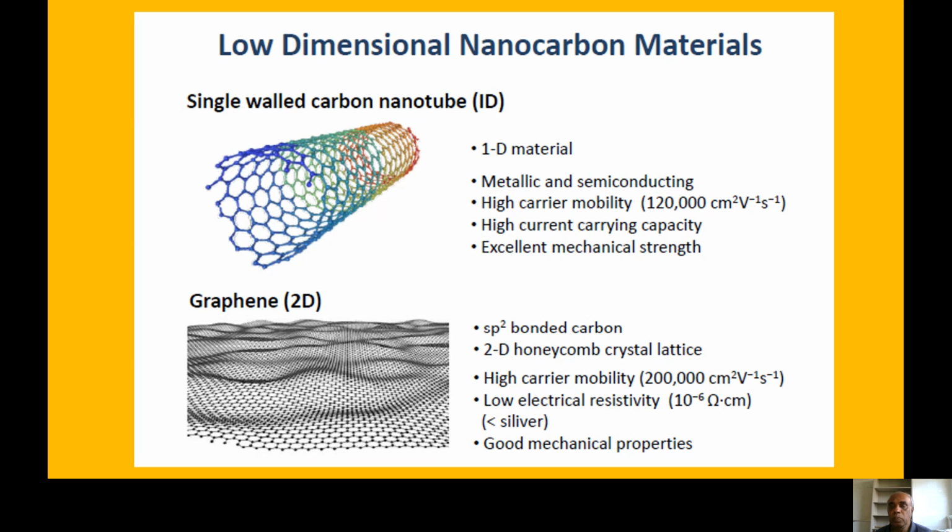Two of the materials are single nanotubes and graphene. You can think of carbon nanotubes as rolling a single layer of graphene, right? Single wall nanotubes are considered to be 1D material because they have a very long aspect ratio compared to the diameter of the tube. An important thing about nanotubes is they come in two flavors, metallic or semiconducting, depending on how you roll this. That's called the chirality of the nanotubes. They also have pretty high mobility, even as high as 120,000, very high current carrying capacity, and extremely high mechanical strength.